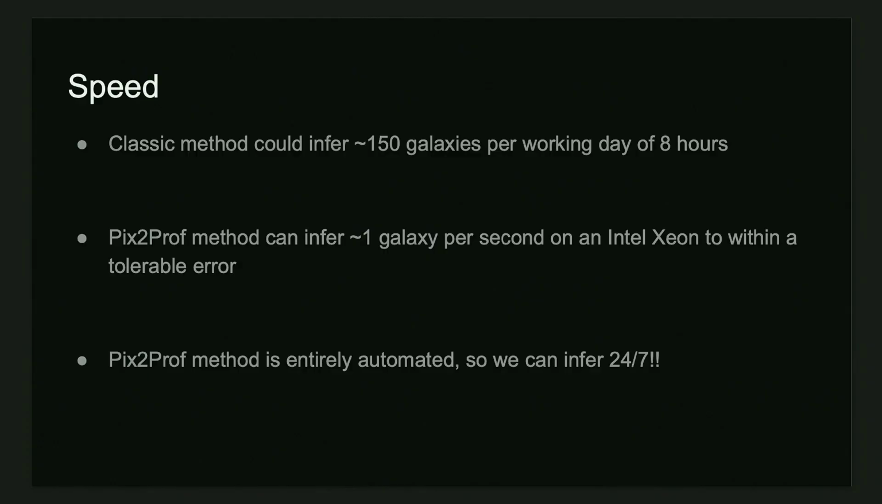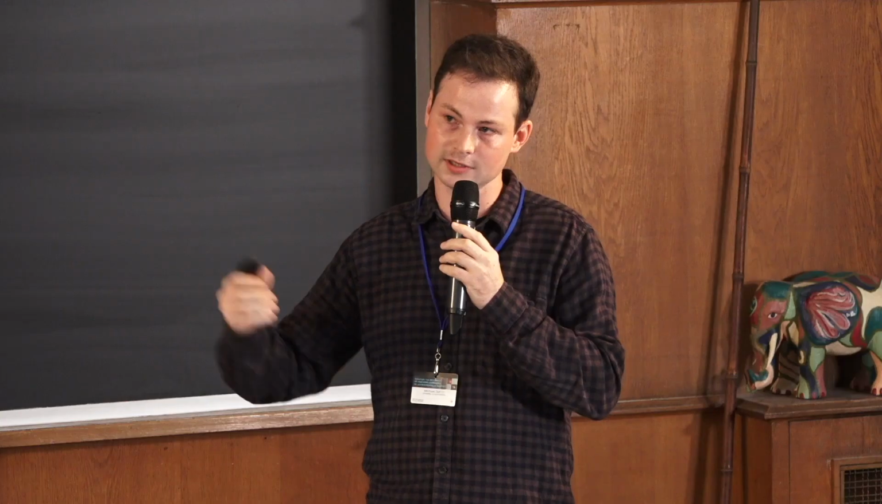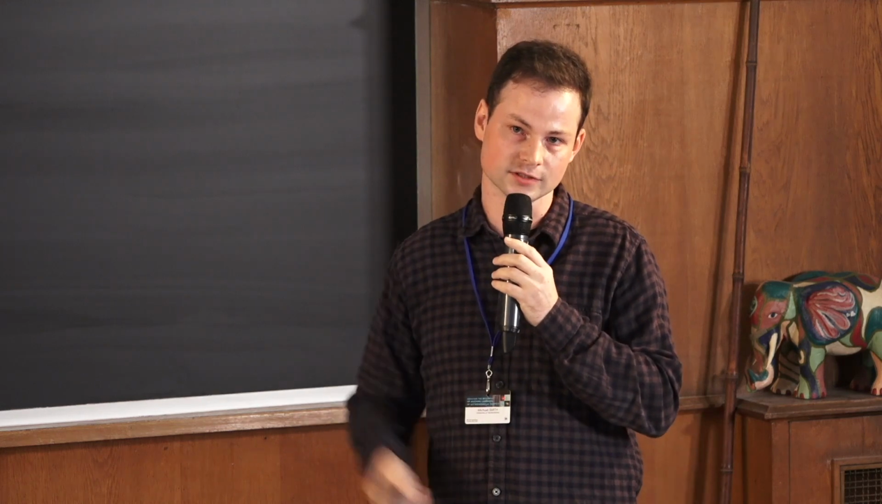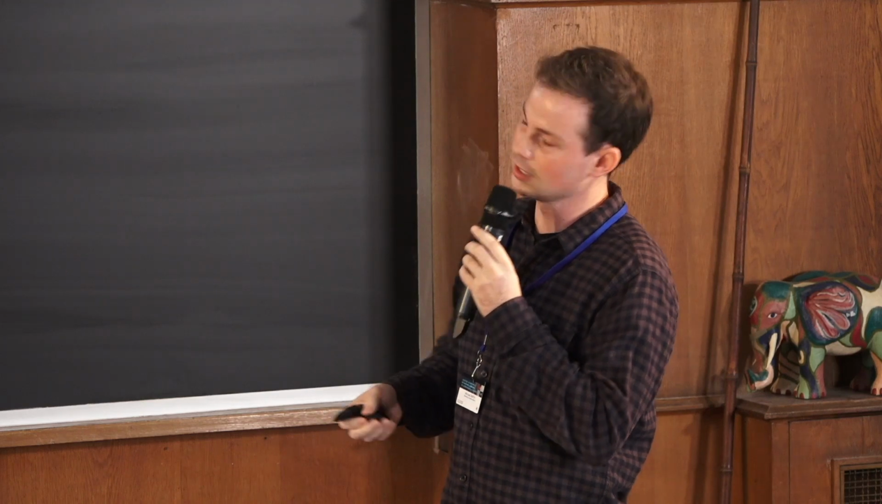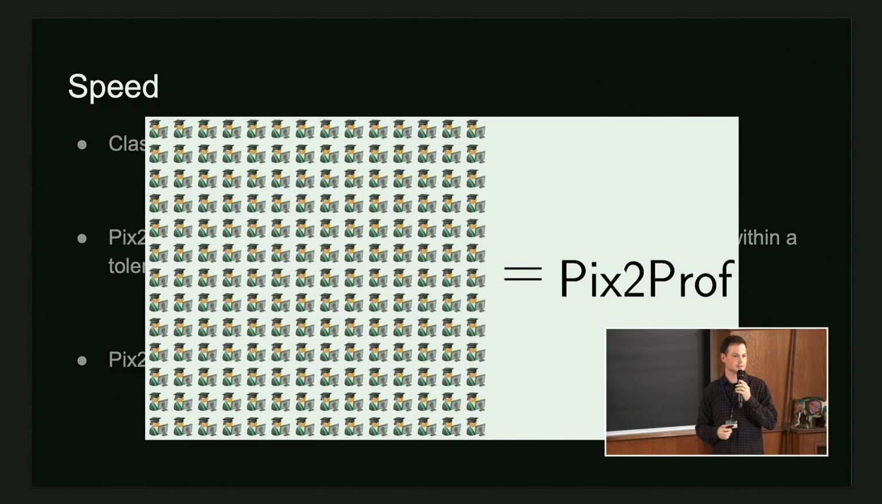And it's fast. So classically, you could have someone inferring the galaxy profiles, a full day's work, you might get 150. The Pixelprof method can infer one profile per second on a Xeon CPU, to within a tolerable error of 0.38 mags per arc second squared. And it's entirely automated, so we can just throw as many CPUs as we want at it. It goes through all of the galaxies quickly, and it can infer 24/7. A Xeon doesn't need to sleep or eat, it just goes. And it's the equivalent of having 180 trained astronomers running the old method constantly.